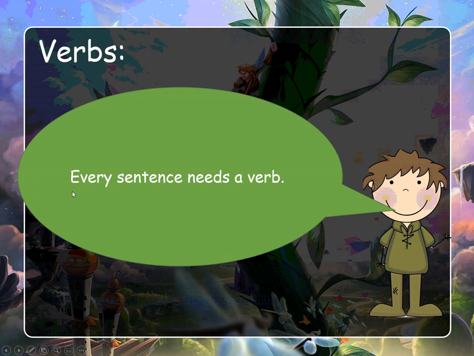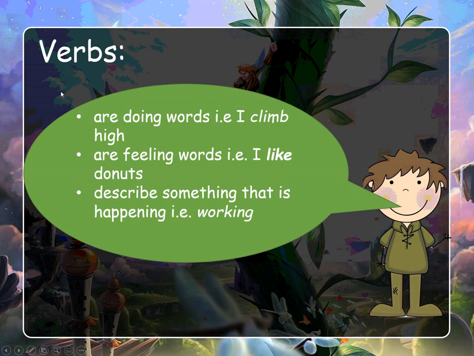That's right, every sentence needs a verb. It's not a sentence without a verb. Verbs are doing words, i.e. I climb high. They're feeling words, I like donuts, and they describe something that is happening, i.e. working. And that's what we're looking at today, the ing.